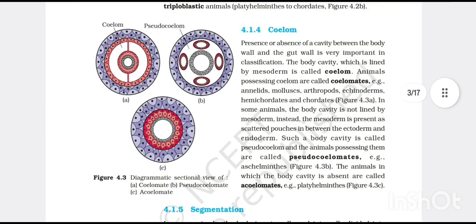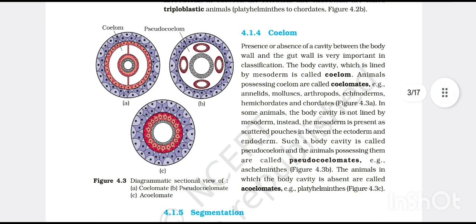Then what is coelom? Presence or absence of a cavity between body wall and gut wall is very important in classification. The body cavity which is lined by mesoderm is called coelom. Animals possessing a coelom or body cavity are called coelomates. For example, annelids, mollusks, arthropods, echinoderms, hemichordates and chordates.